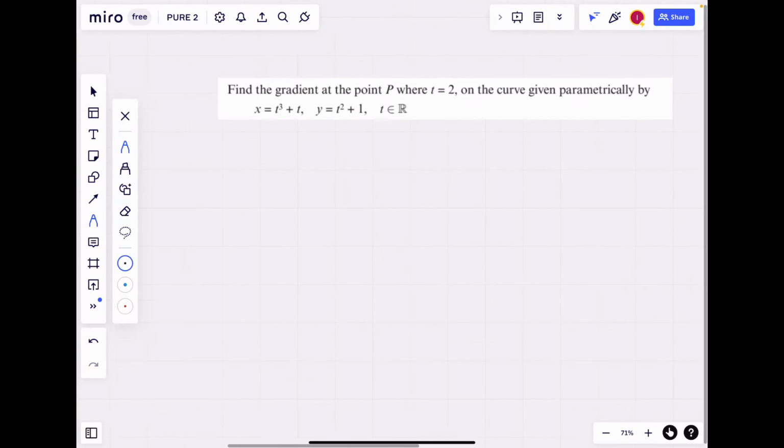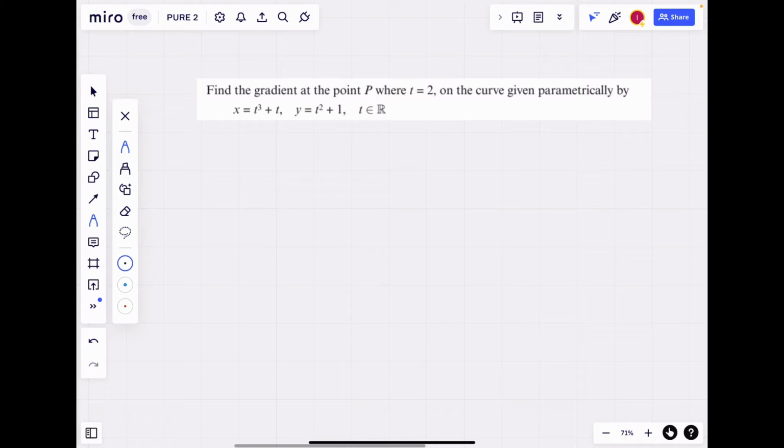So let's have a look at something like this. If you feel like you're ready to do it, give it a shot. Either way, I'm going to go through it. So find the gradient of the point P where t equals 2 on the curve given parametrically by blah, blah, blah. So you want to work out dy by dt. You want to work out dx by dt. It literally doesn't matter which one you do first, provided you do both.